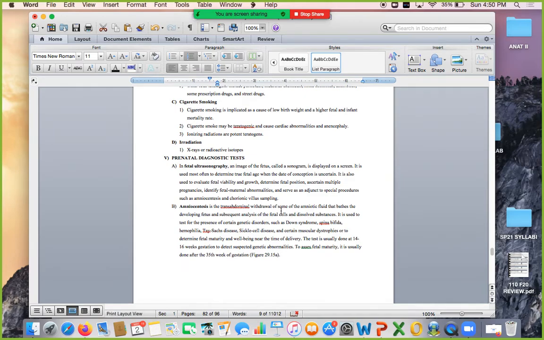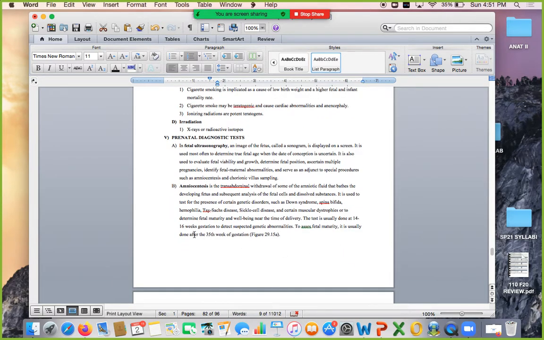And inside there's some cells that have sloughed off. So we're going to have some fetal cells, and they can take a look at those fetal cells and discover whether or not that individual is suffering from a certain genetic disorder, such as Down syndrome, spina bifida, hemophilia, etc. And that can allow the parents to make informed decisions about the medical treatment that they're going to take. Usually this happens around 14 to 16 weeks of gestation.